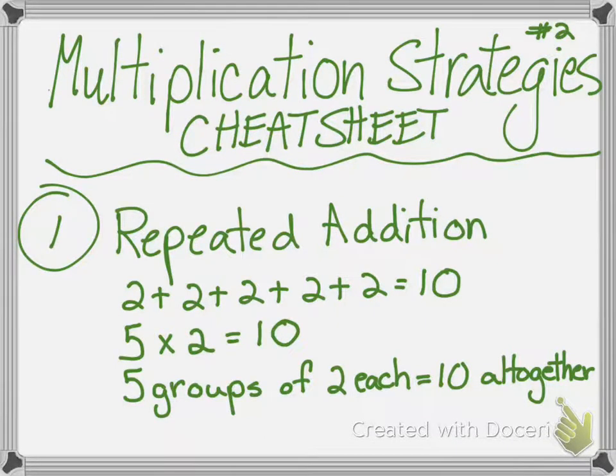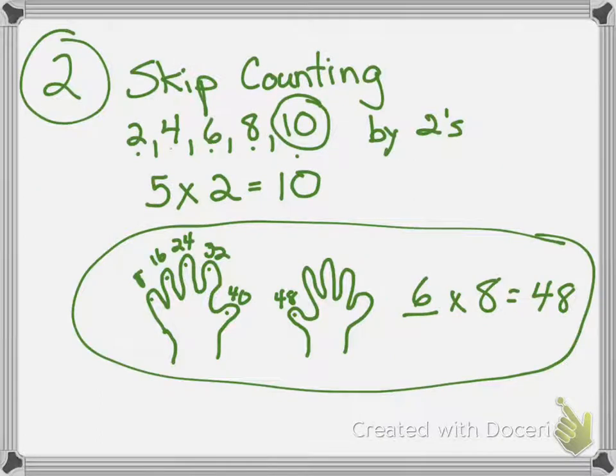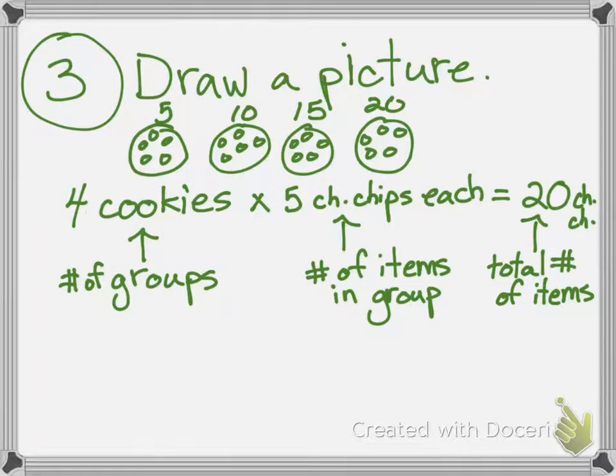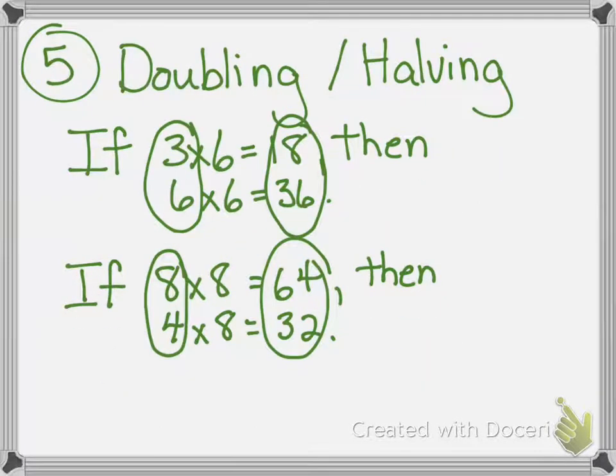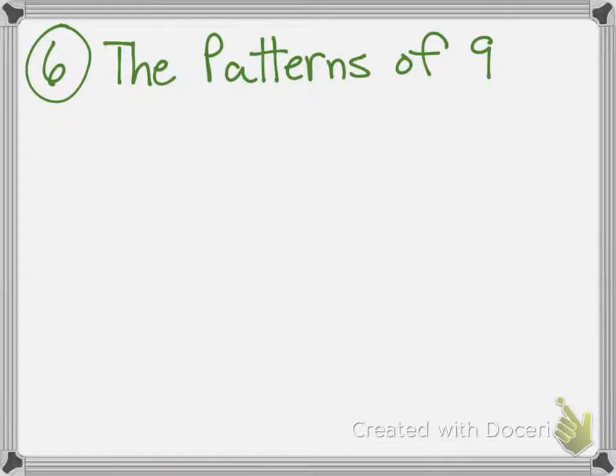And the first one was repeated addition. Second one was skip counting. Third was draw a picture. Fourth was add or subtract one group to try to figure out your times table. The one we did last time was doubling or cutting in half. Okay. And today we're going to do the fun one, the patterns of 9.